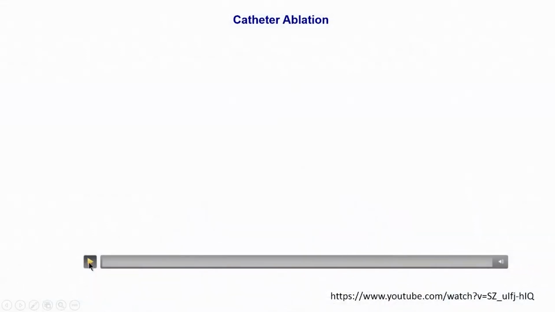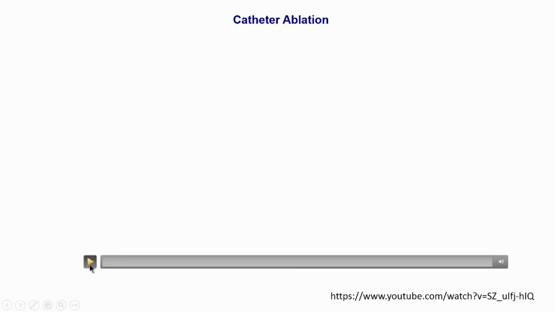This ablation is performed by a tool called a catheter. The electrical mapping is also performed by a tool called a catheter, right, catheter for electrical mapping, catheter for ablation. So, now let us see this particular video. If you see the screen, you can see this video where we will be looking at the catheter ablation.